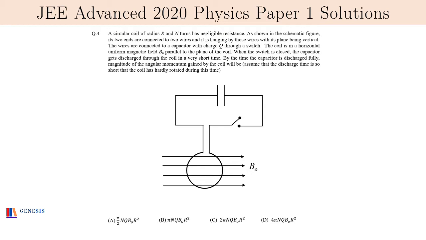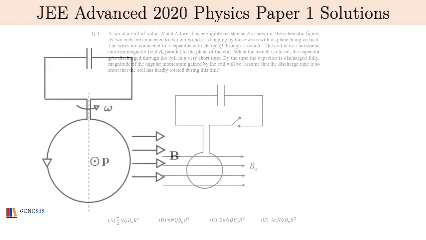When the switch is closed, the capacitor discharges. They have mentioned in the question that the discharge time is very short, and in this time they have asked us to consider that the coil is hardly rotated. They have given 4 options: when the capacitor has discharged completely, what is the angular momentum of the coil?